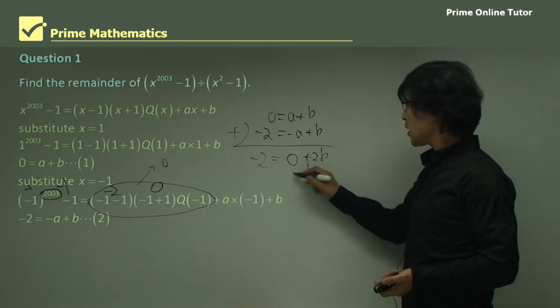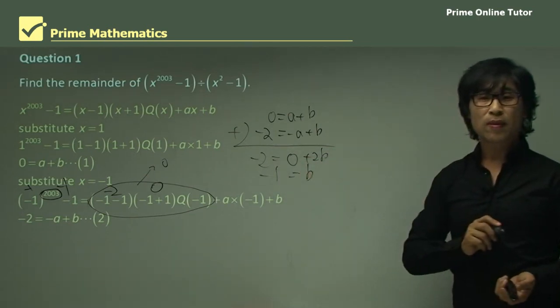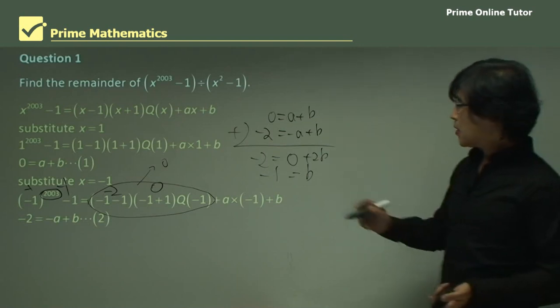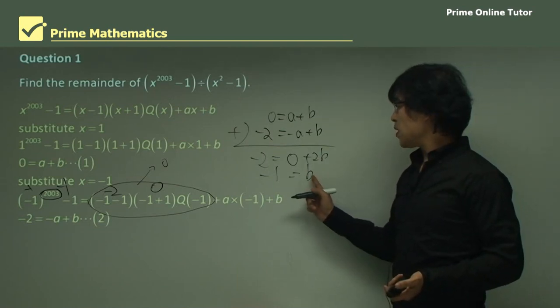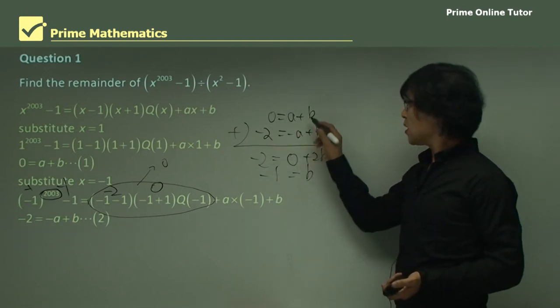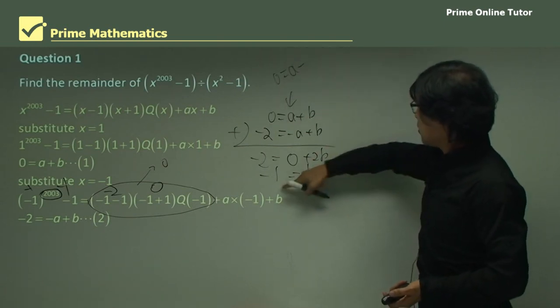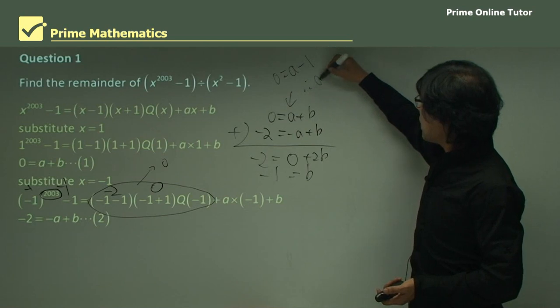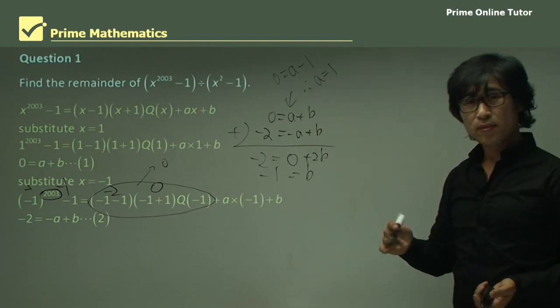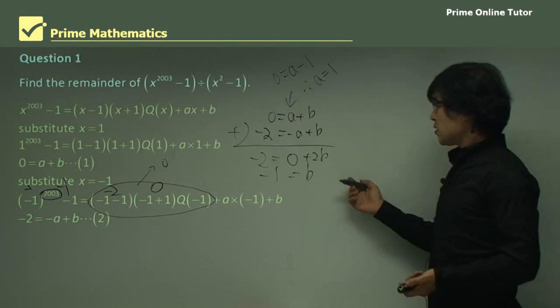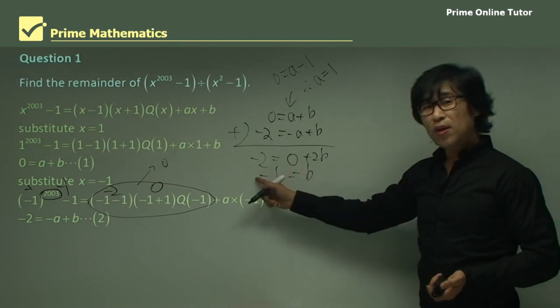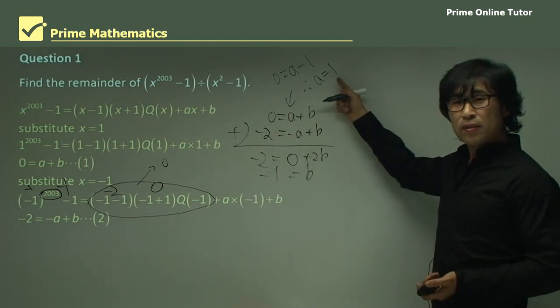So we can simply get b is negative 1. Understand that, guys? And then we can simply substitute b is negative 1 back to anywhere you want to. Say here, so 0 equals a minus 1. Therefore, a is 1. Understand this? Okay, now we find b value is negative 1, a is 1.